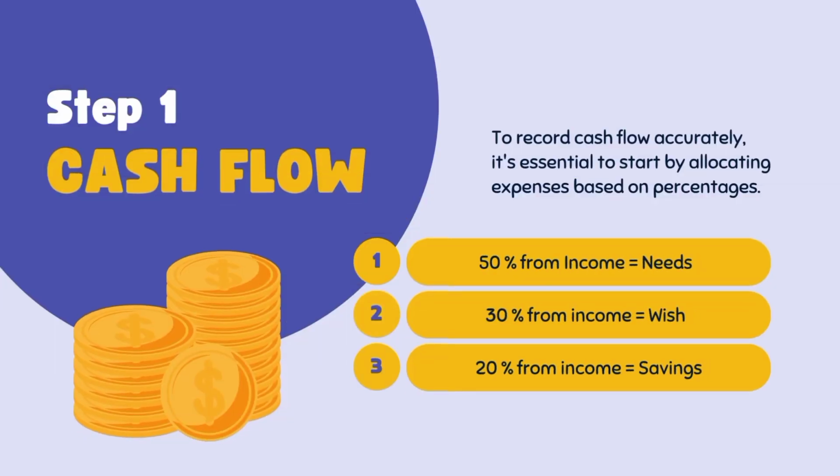Step 1. Cash flow. To record cash flow accurately, it's essential to start by allocating expenses based on percentages. 1. 50% from income equals needs, 2. 30% from income equals wish, 3. 20% from income equals savings.